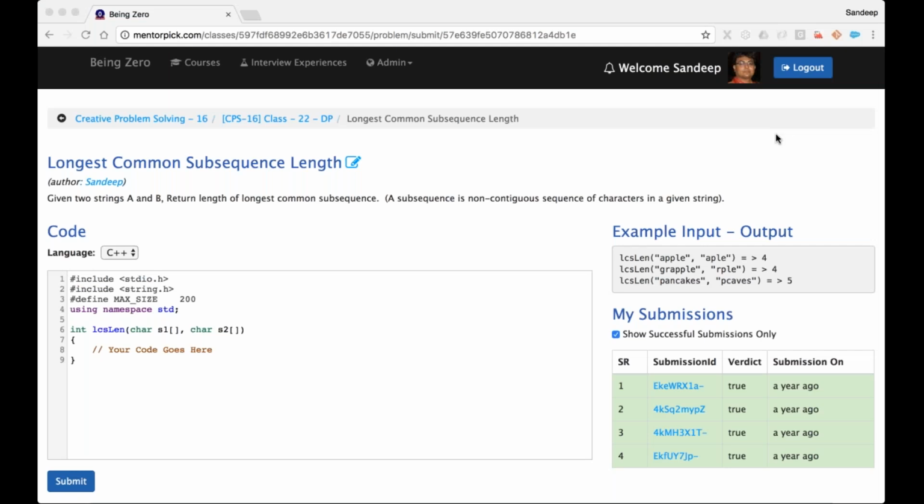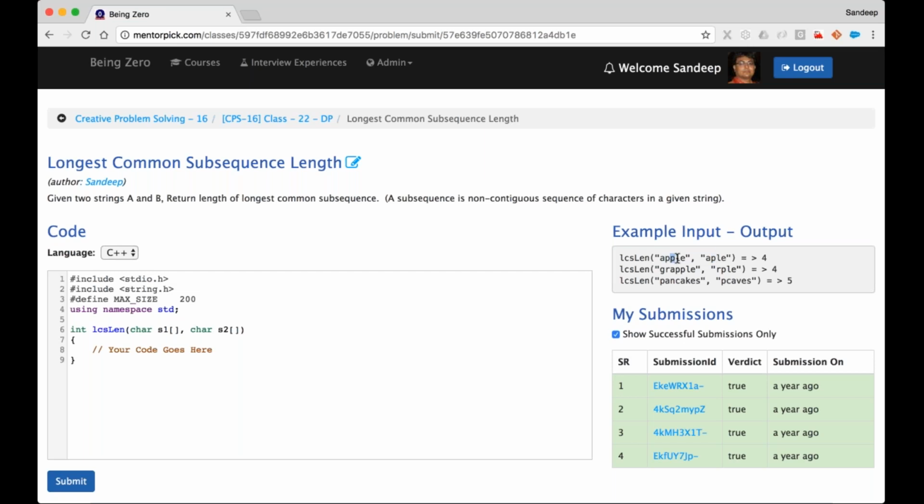Okay, let's talk about solving the longest common subsequence length problem. This problem says if you are given two strings, let's say APPLE and APLE, then what is the length of the longest common subsequence? If you see, A and A are common, so you can say okay, so far it is 1. Then you see P and P matches. So okay, so far we have found two common characters in both the strings.